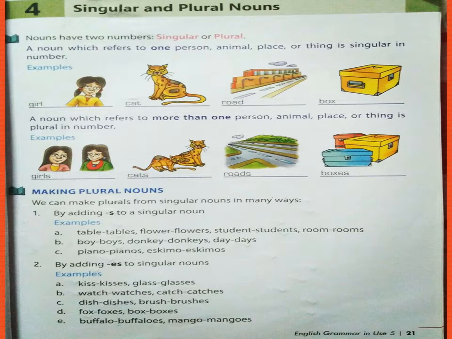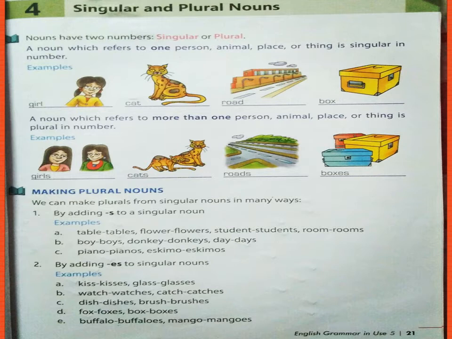So singular is box, plural is boxes. Singular is road, plural is roads. Singular is cat and plural is cats. Singular is girl and plural is girls. Did you understand? We have already learnt about how to convert singular nouns to plural nouns. What are the rules behind them? Let us give a recap.